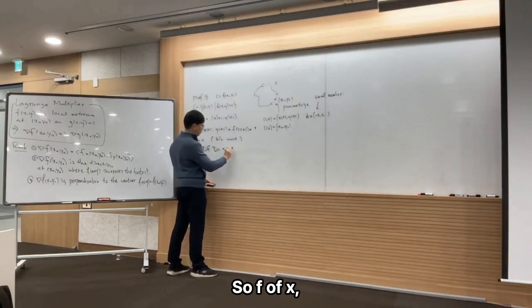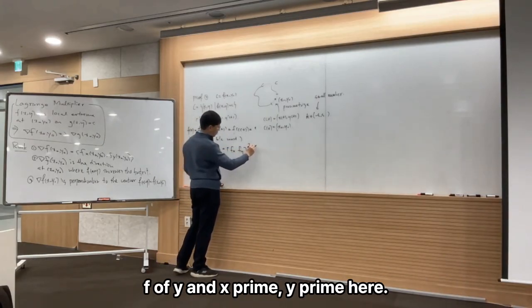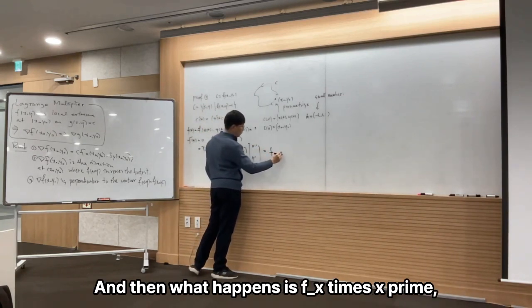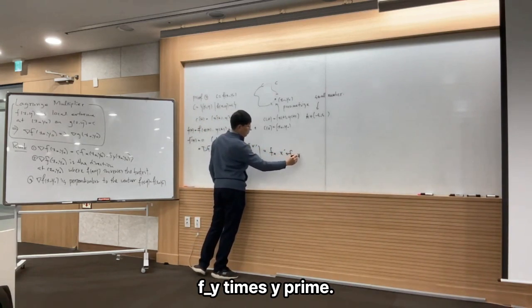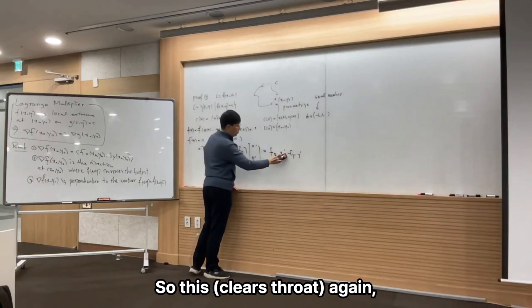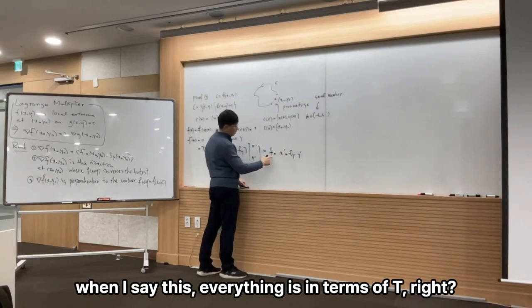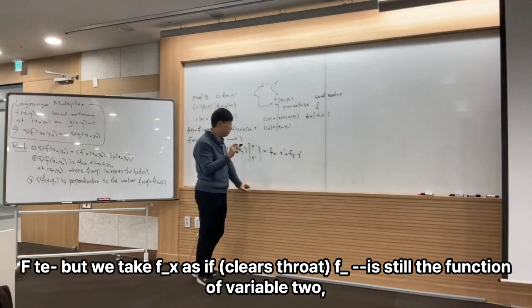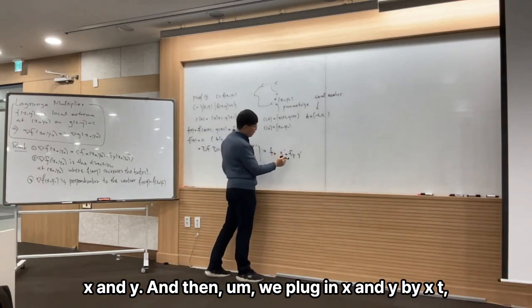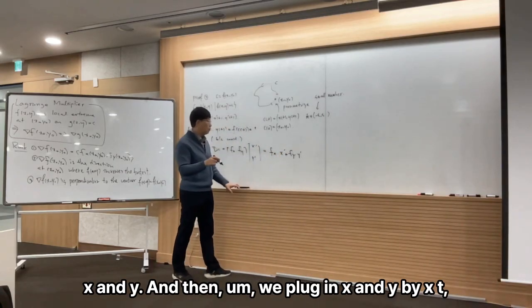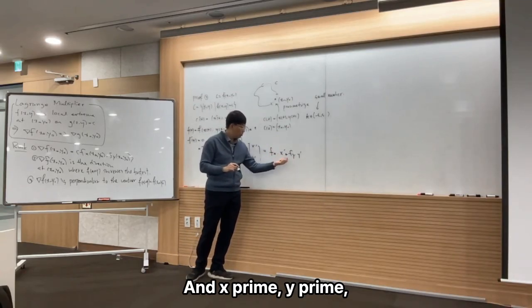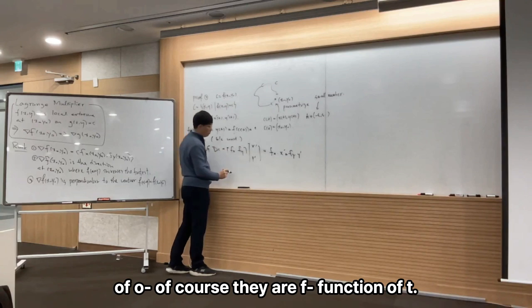Opposite, sorry. So f of x, f of y, and x prime, y prime here. And then what happens is fx times x prime, fy times y prime. So this, again, when I say this, everything is in terms of t, right? But we take fx as if f is still the function of two variables, x and y, and then we plug in x and y by x(t), y(t) to make it into a function of the variable t. And x prime, y prime, of course, are functions of t.